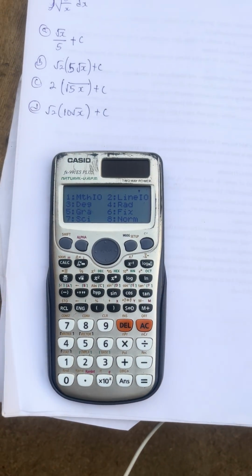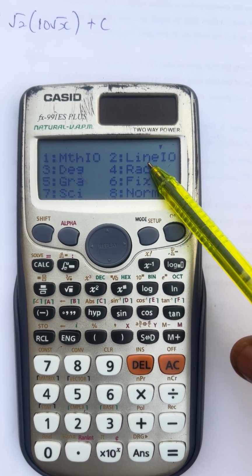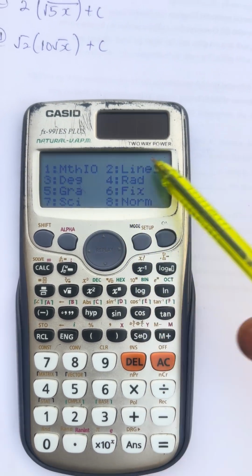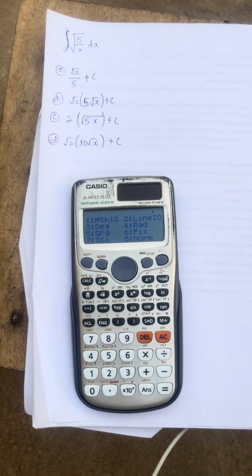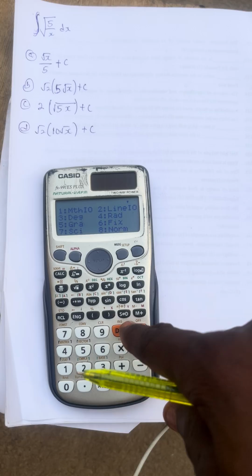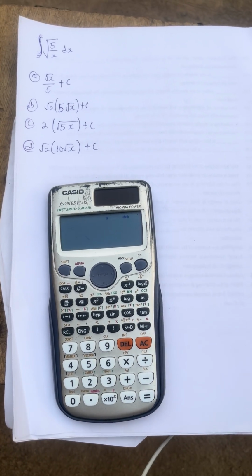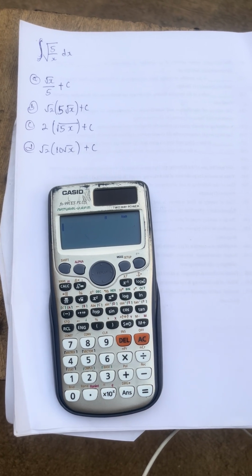When you press shift mode, you observe that your number 4 here is radian, and number 3 here is degree. So you'll be using shift mode to change to radian or to degree. Now, let's press AC. Going to the question, the question says you should integrate root of 5 over x dx.